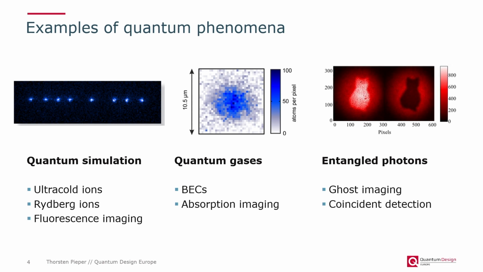I'm going to talk about 3 basic concepts of quantum phenomena. One of them is today called quantum simulation, with focus on ultra-cold ions or Rydberg ions. The second one are quantum gases. And the third one are experiments with entangled photons. And for the reason of understanding, I'm going to start with entangled photons.